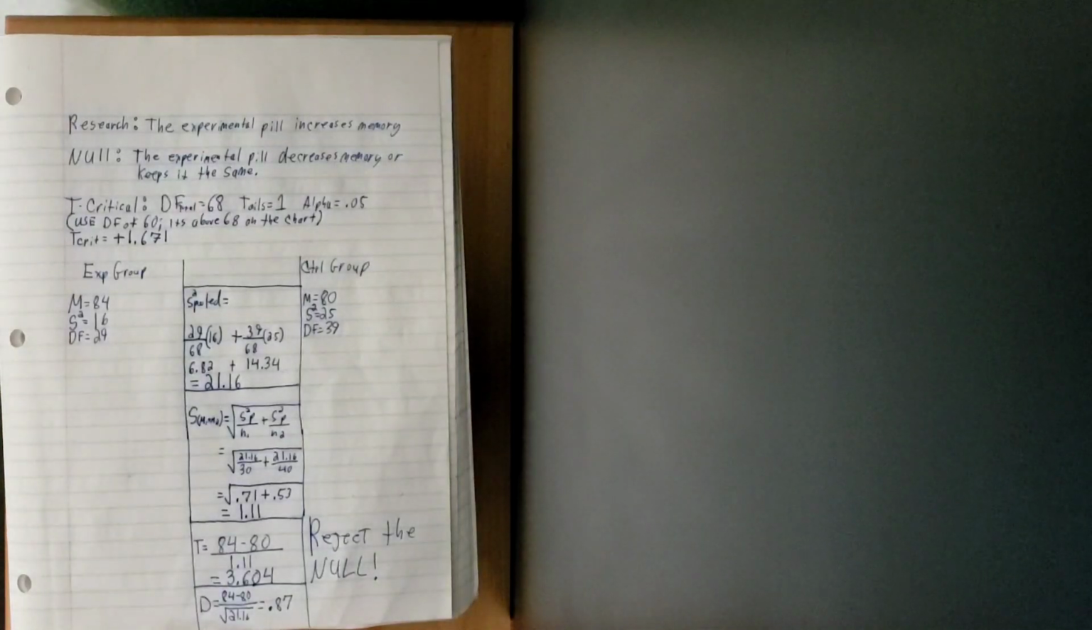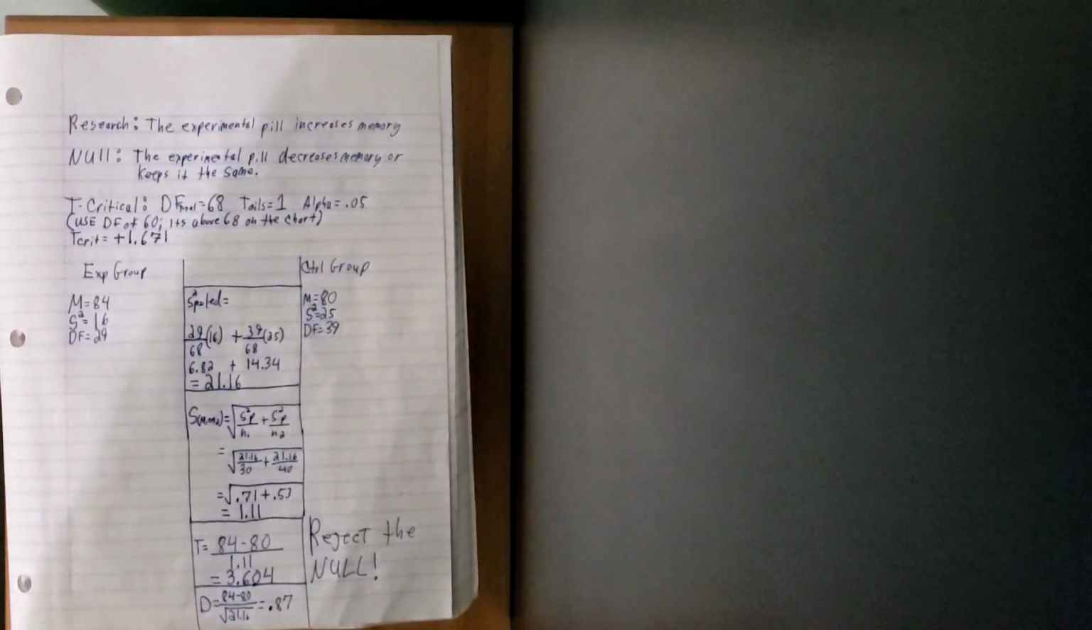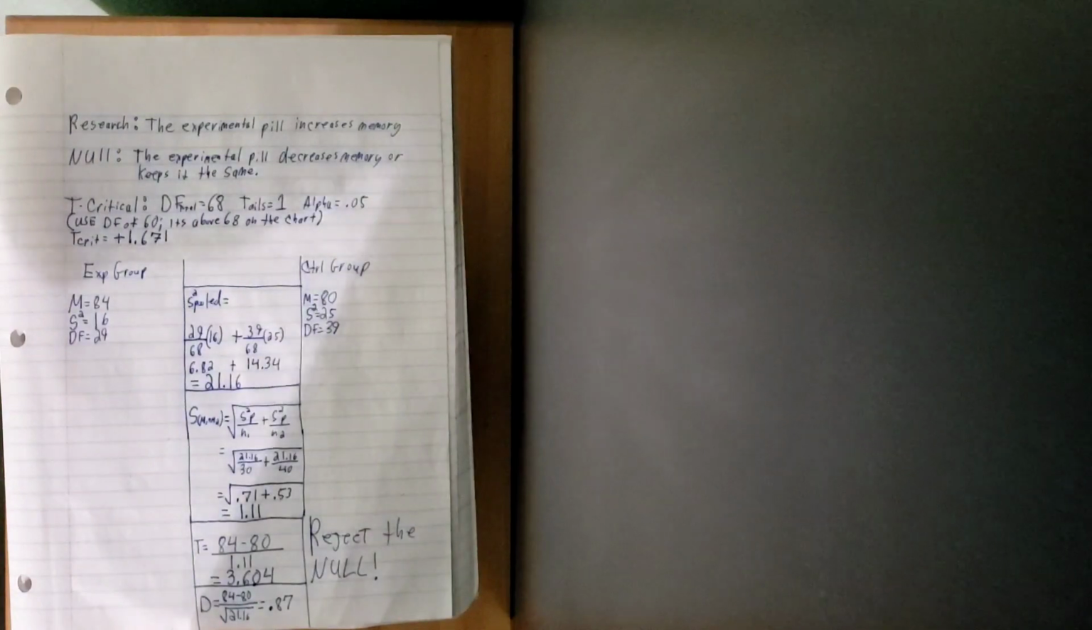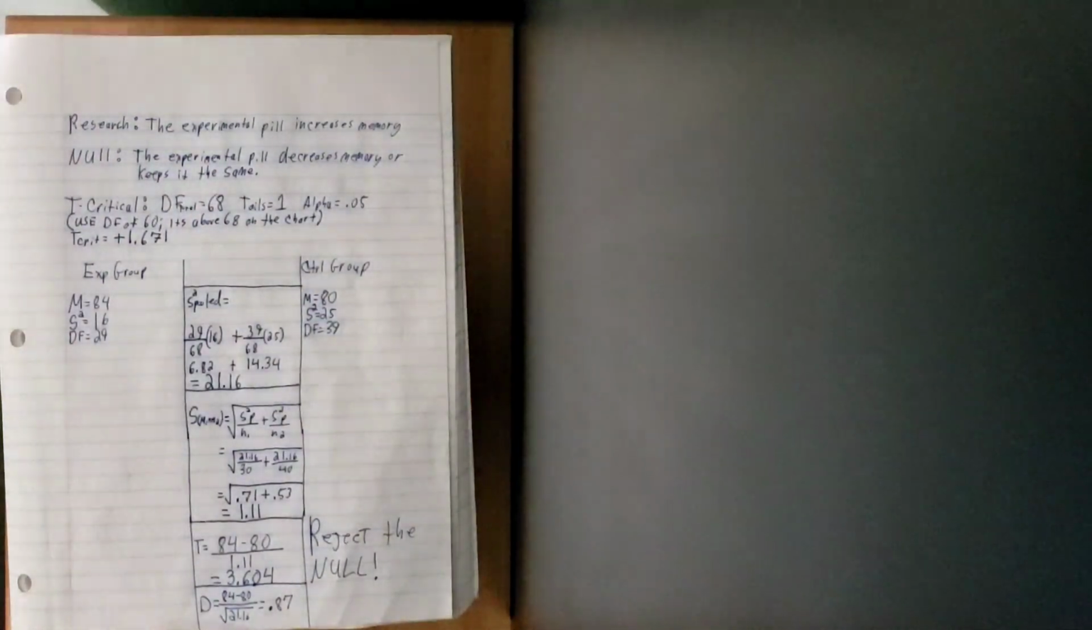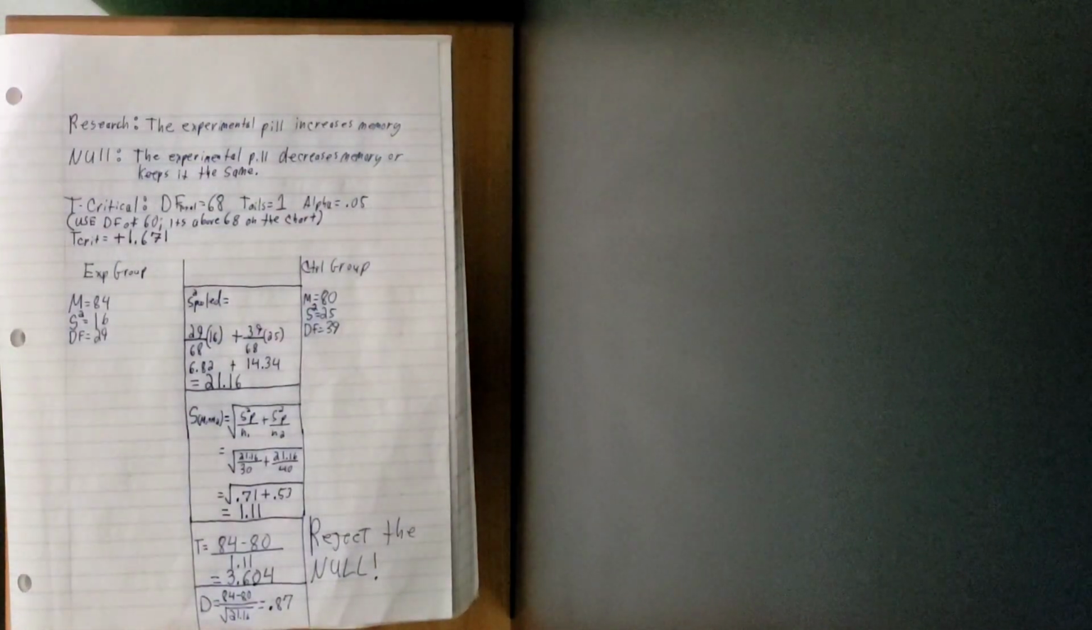So, in this question, the first thing they're asking is, what is the research hypothesis? We know that it's asking for an increase, to see if this pill increases memory. So because of that, we are going to write the experimental pill will increase memory. The null hypothesis would be the opposite of what the research hypothesis is looking for. So in this case, it would be the experimental pill decreases memory or keeps it the same.